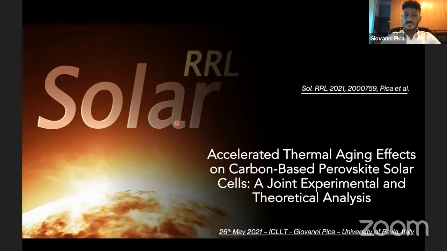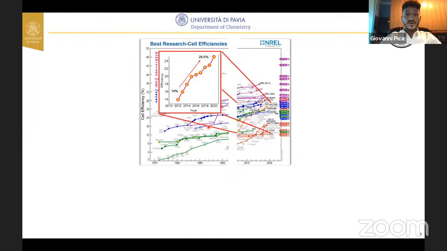And today I will present my work, entitled Accelerated Thermal Aging Effects on Carbon-Based Perovskite Solar Cells. And this is a joint experimental and theoretical analysis. In the field of modern photovoltaics, hybrid perovskite solar cells have far outstripped most of the current technology, with their power conversion efficiency reaching 25% and beyond.